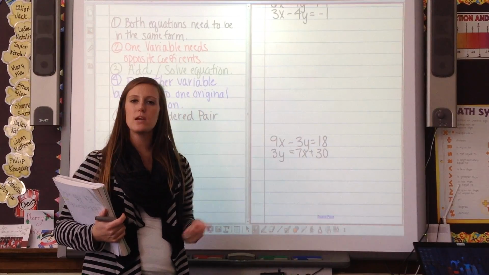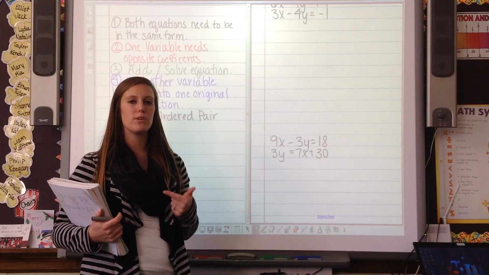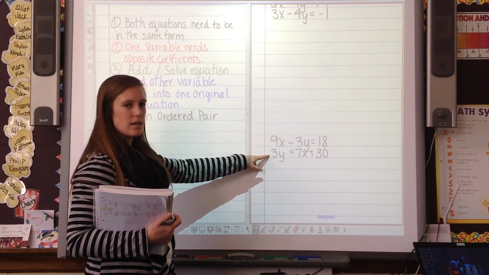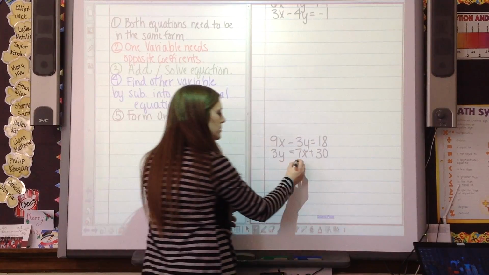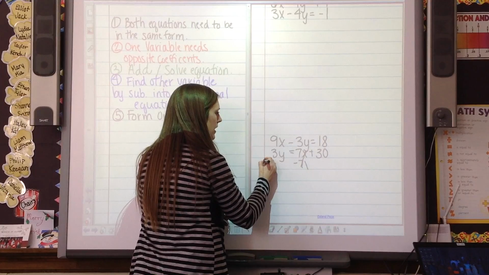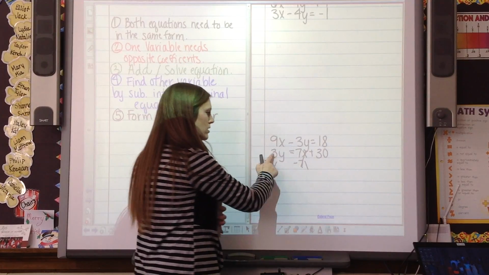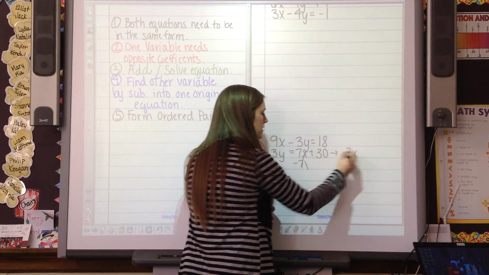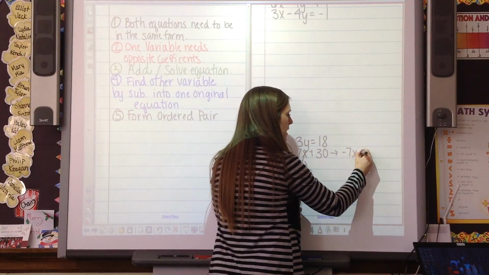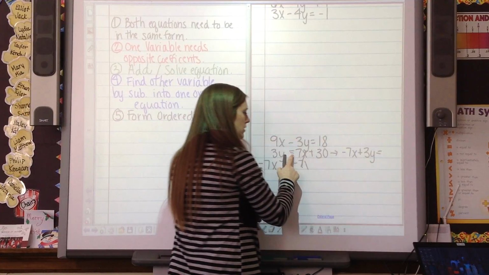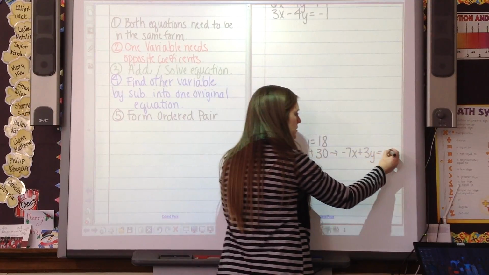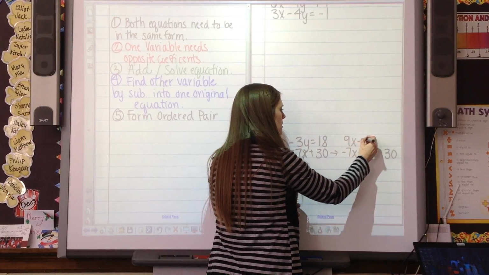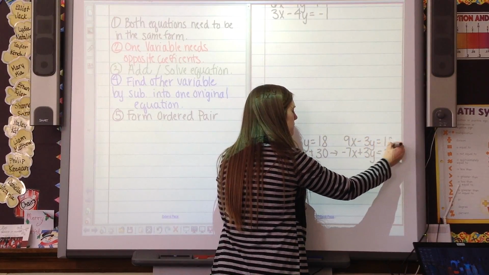You can choose to put them in standard form, you can choose to put them in slope-intercept form, as long as they look alike. I'm going to choose to put this bottom equation into standard form. To do that, I'm going to bring the 7x to the other side. Okay, so I'm rewriting this bottom equation. Negative 7x plus 3y, because it's positive, equals, the only thing left on this side is 30. I did not change this first equation, so I'm just going to copy it over.